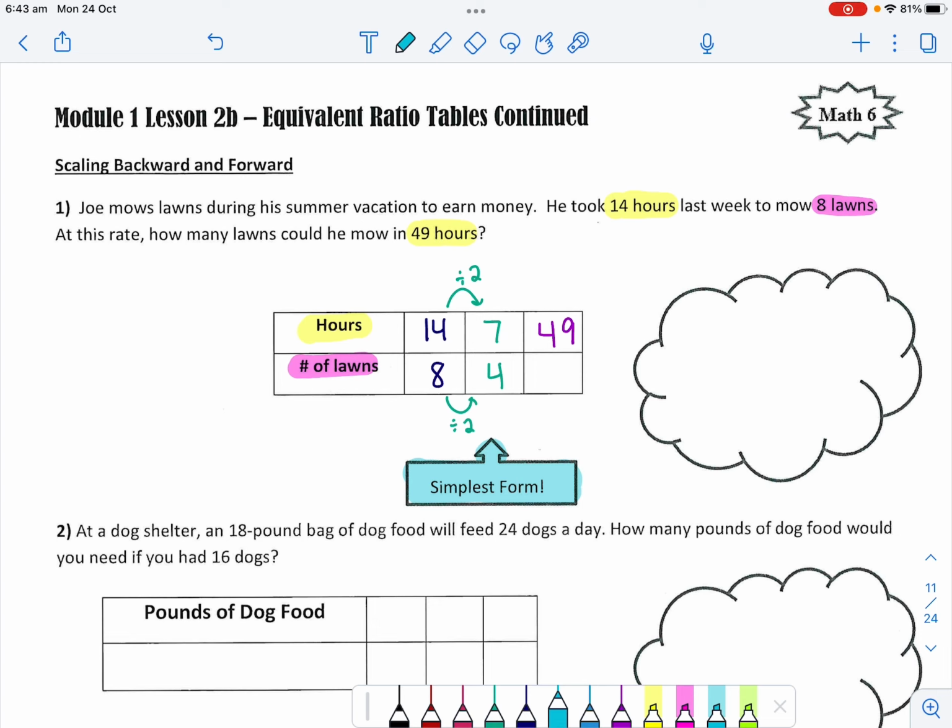And now I'm going to ask that question again. Can I get from the number that I have, 7, to 49? So now I can do this multiplication, times 7, times 7, and I get 28. So my answer in my bubble here is going to be 28 lawns. So if he could mow 8 lawns in 14 hours, that means he can mow 28 lawns in 49 hours.